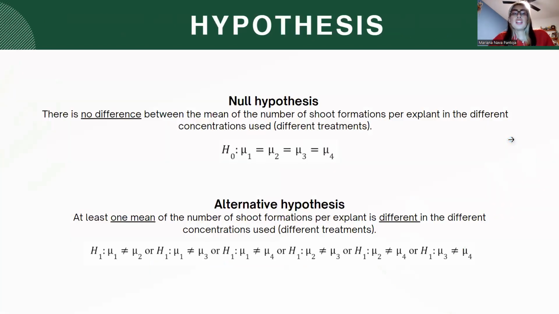Our null hypothesis is that there is no difference between the mean of the number of shoot formation per explant in the different concentrations used, the different treatments. And the alternative hypothesis is that at least one mean is different.